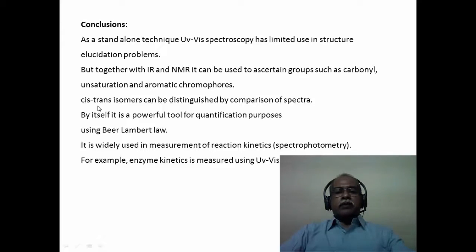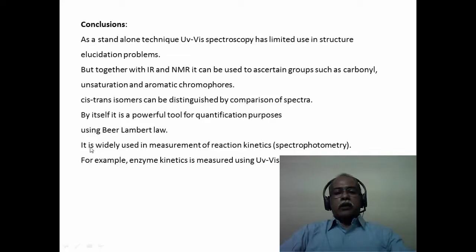We also saw examples of cis-trans isomers being distinguished by comparison of the spectra. Unless you have both the samples of the cis isomer as well as the trans isomer, the comparison becomes difficult. If you have only one isomer, it is not possible to distinguish based on the spectroscopic data. By itself, it is a very powerful tool for quantification purposes using the Beer-Lambert law. In other words, using the Beer-Lambert law, one can quantify the substances present in a solution using the spectrophotometric technique. Spectrophotometry is very widely used in kinetic measurements, for example.